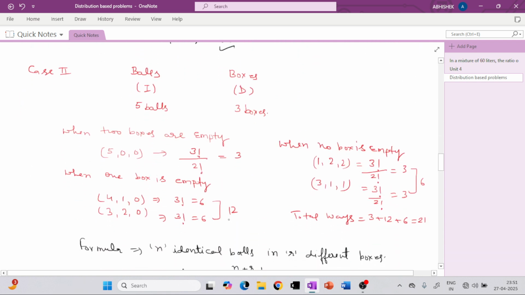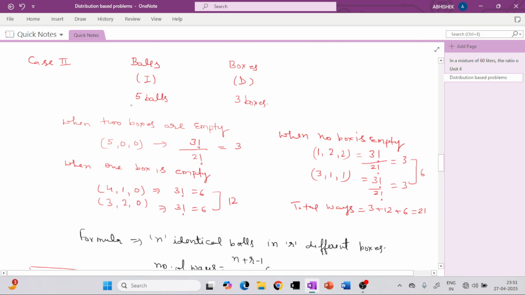Now next one, case second. When identical balls are to be distributed in different boxes, five identical balls in three boxes. So when box may remain empty, three cases will be here. When two boxes are empty, so when two boxes are empty means all the five identical balls may be kept in one box, and remaining two boxes will remain empty.